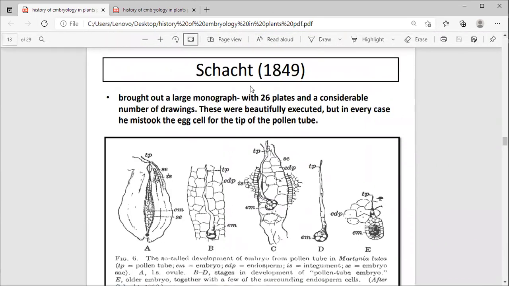Schleiden in 1849 brought out a large monograph.